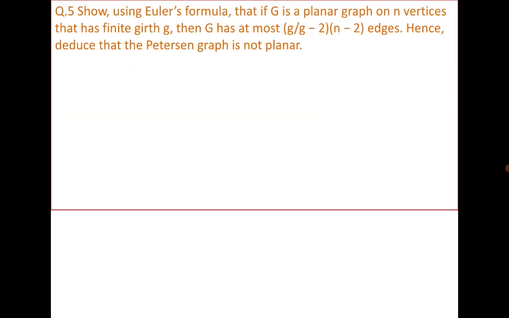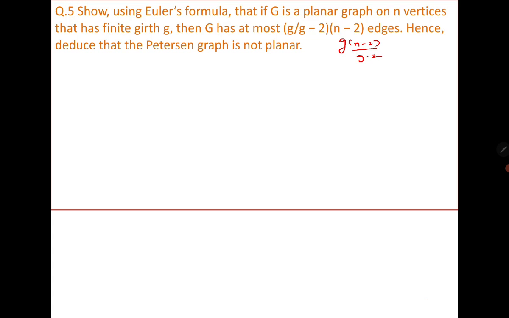So let's move to the next question, which says that using Euler formula, show that if G is a planar graph on n vertices and has girth g. So recall, what is a girth? It is the size of the smallest cycle. Then G has at most g multiplied by (n minus 2) divided by (g minus 2) edges.